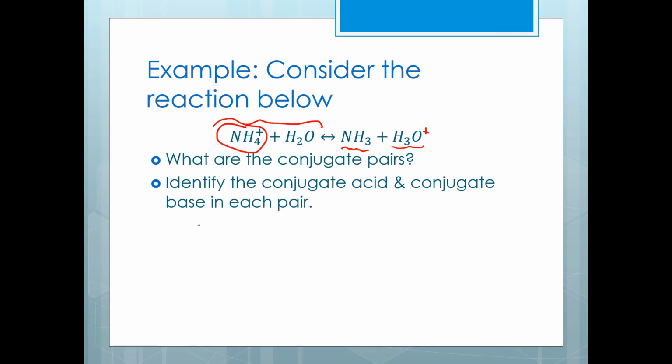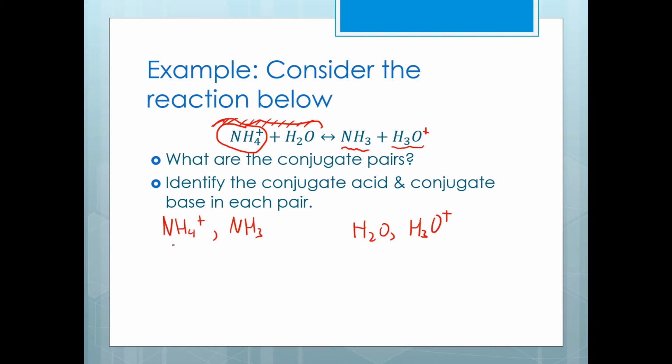The first pair, actually, that's not the first pair. The first pair would be NH4+ and NH3. And then the other pairing would be H2O and H3O+. Okay, because when we're looking at conjugate bases and acids, we're looking for two substances that are very similar. They only differ in one hydrogen. Now, in each pairing, we're asked to identify what is the conjugate acid and what is the conjugate base.